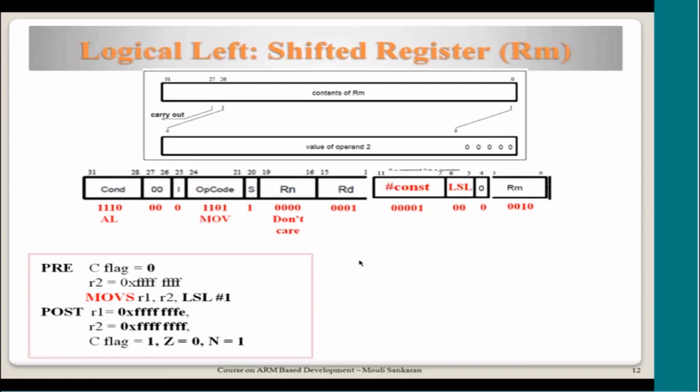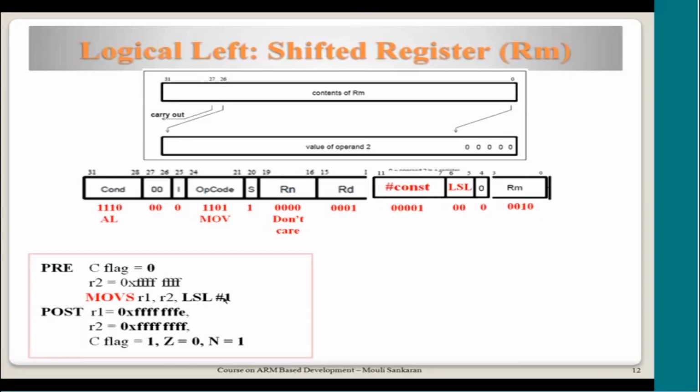Now I'll ask you one question. Suppose you have mentioned LSL #0x02. That means you want 2 positions, you want to do the logical shift left on operand 2. So this 2 will be reflected by filling in a value 2. So can you write something like 0x7f? You can't, because you have the maximum 0 to 31 here, because only 5 bits can be filled into this constant value.